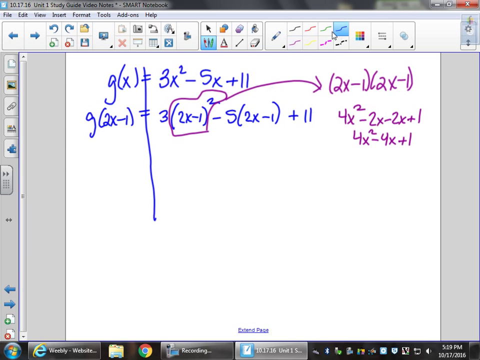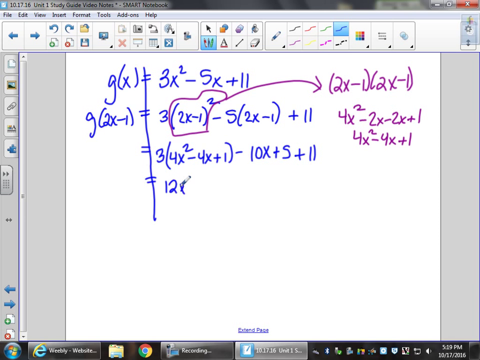So now that that's all set, we can bring it back in. So this will be 3 times the result you just found, 4x squared minus 4x plus 1. Distribute the negative 5, so that becomes negative 10x plus 5 plus 11. From here, it's purely algebra.